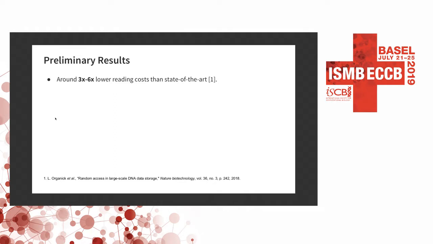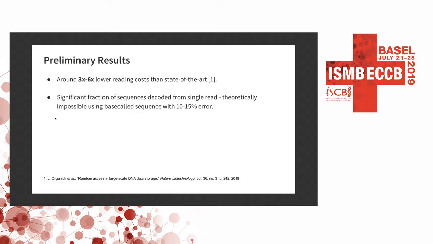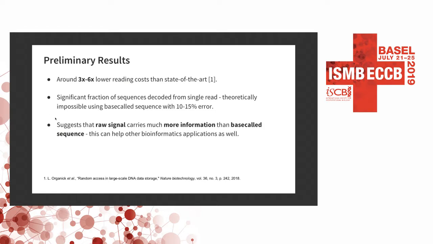So, some preliminary results for the Nanopore approach. What we see is at similar writing costs, we see 3 to 6 times lower reading costs. Just to compare, for Illumina we had 30 to 40% better results, but for Nanopore the advantage is huge because we are using the raw signal. In particular, for many of the sequences, just by looking at one copy of the sequence, we are able to decode successfully, which is basically impossible if you directly use the base called sequence. So using the raw signal gives you much more power. This suggests that the raw signal has much more information than base called sequences. Of course, people are also using this idea in other bioinformatic applications. You might have heard of Nanopolish, which improves the assembly using the raw signal.